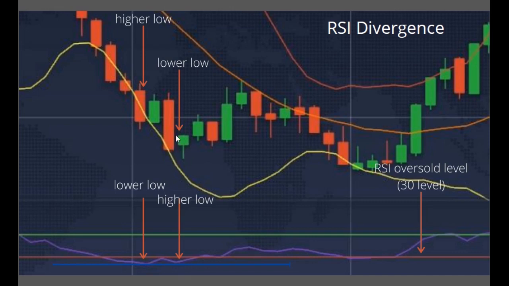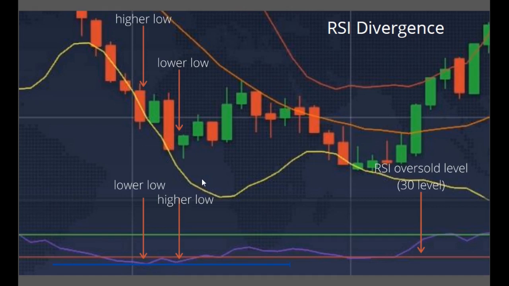Okay, so you see the level over there, that's the lower low. You can see that level is a higher low. This level is the lower low, that level is the higher low. Lower low, higher low. So the lower low is producing a higher low over there. You can see the red arrow.